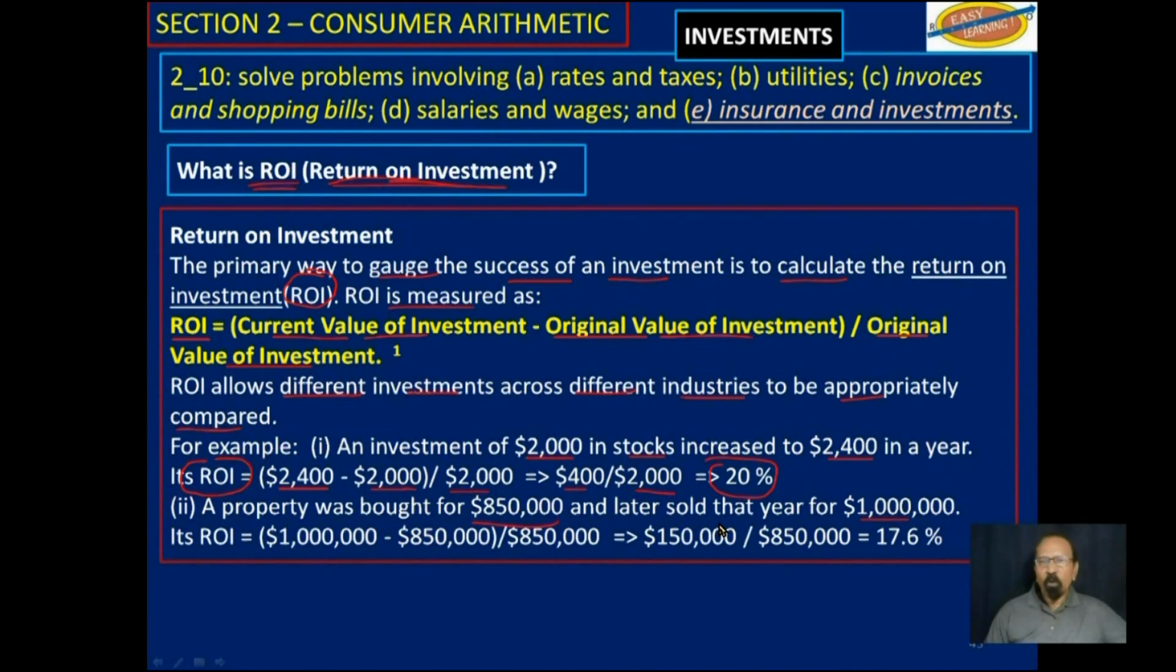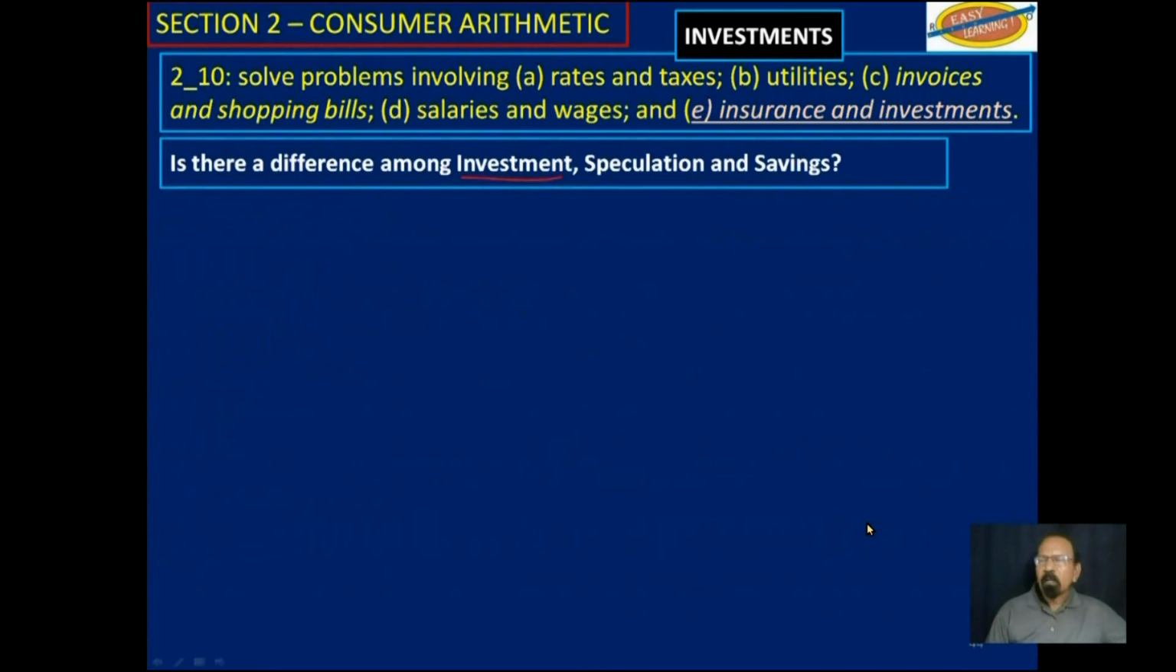Now, a property was bought for $850,000 and later sold for $1 million. So its ROI is the current value minus the initial investment divided by your initial investment, which will be 150,000 over 850,000, which amounts to 17.6% ROI. So the stocks did a little better in the year than this, but both of those are extremely good ROI.